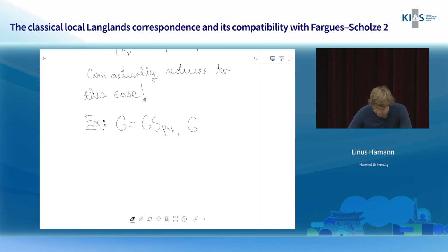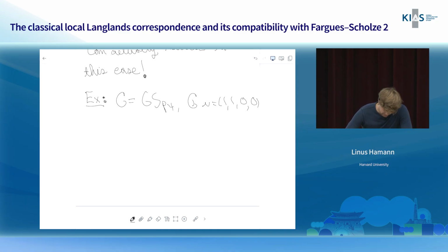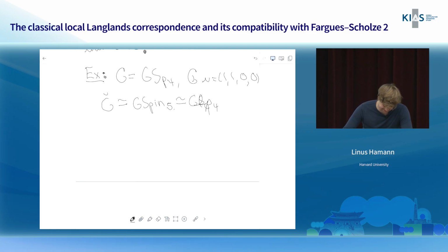I'm going to take mu to be this Siegel cocharacter that appeared in Mingjia's talk. So in particular, the dual group in this case is the same as GSpin5. But that's magically the same as GL4 in this case. It's not GL4, thank you. Yeah, I proved this amazing result.